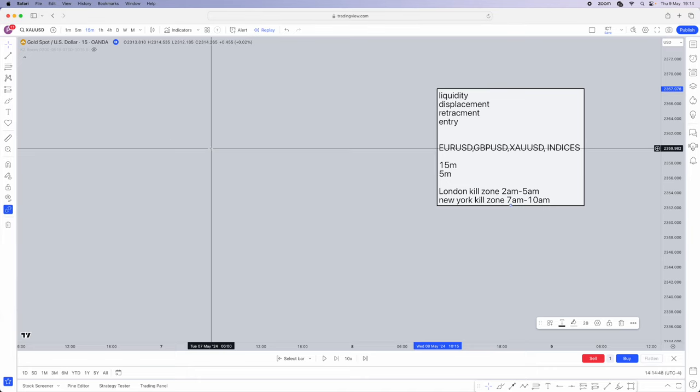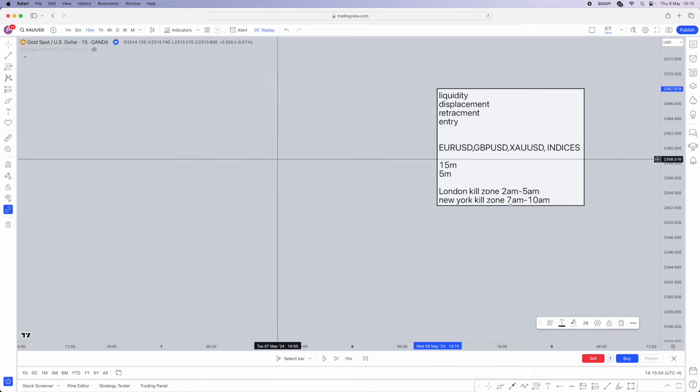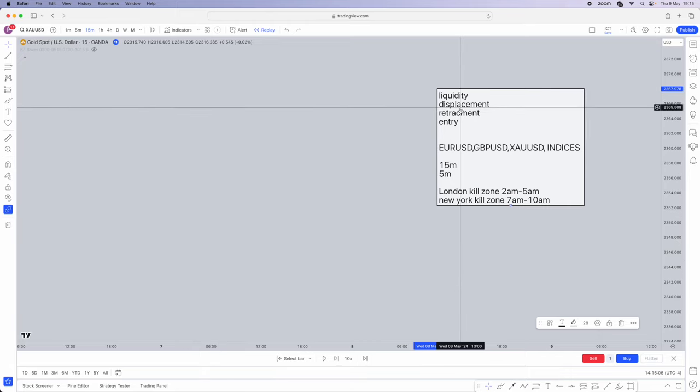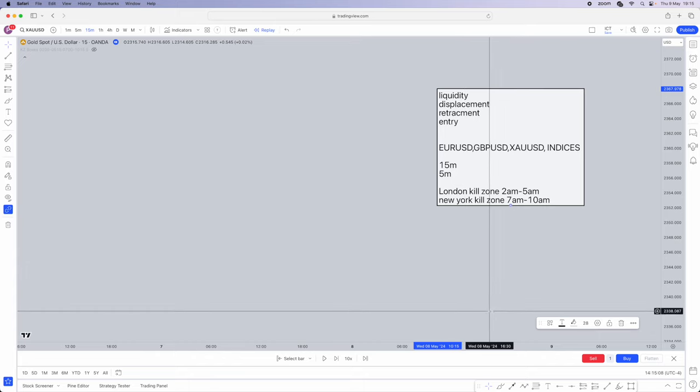Now, jumping straight into the video, right? This is going to be a few ICT concepts combined together in something that I've used for over 6 months now, and it's guaranteeing profitability. I can say that wholeheartedly. Now, this strategy is going to be called the Liquidity, Displacement, Retracement, Entry strategy. Very, very simple, yet so effective.